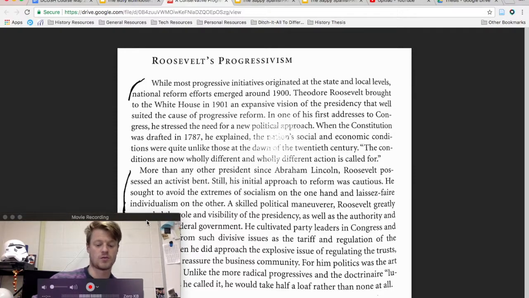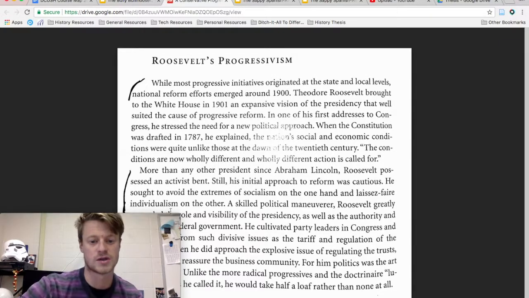Okay, so when you're reforming society generally, you can say we need to completely restructure society, which is more of a socialist approach. And then the laissez-faire individualism is like, no, we're all on our own, it's you out there trying to fight against the world. And he's trying to go between these two extremes.